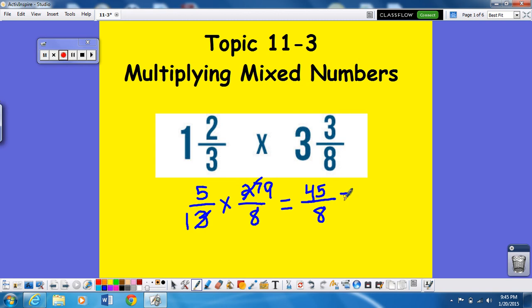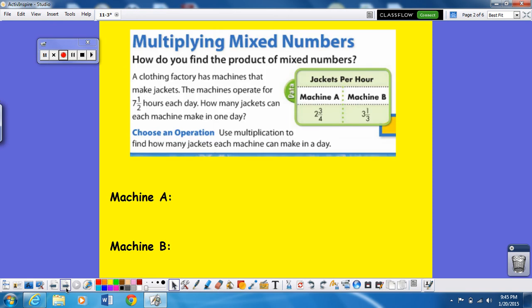We don't want to leave it this way. We want to put it back into a mixed number. So to change an improper fraction to a mixed number, remember we ask ourselves, how many times does 8 go into 45? And it goes 5 times. 8 times 5 is 40. Takes 5 more to get up to 45. And our denominator stays the same. So we know that 1 2/3 times 3 3/8 equals 5 5/8. And remember, we're going to try to get in the habit of always circling or boxing in our answers just to get us ready for next year.